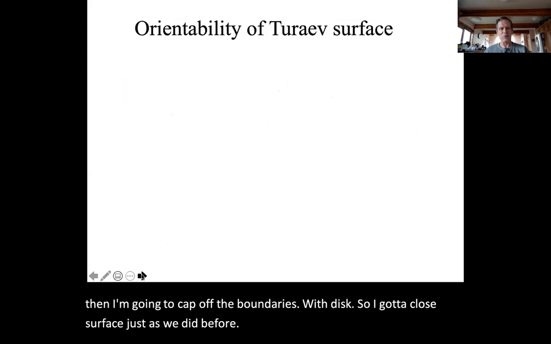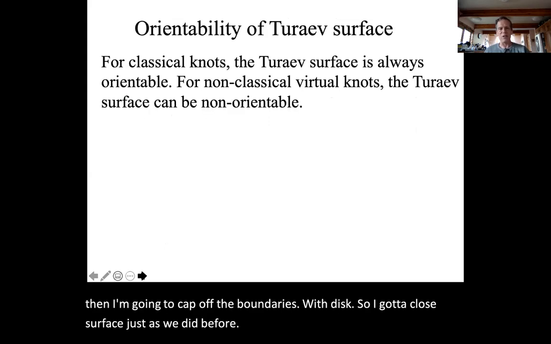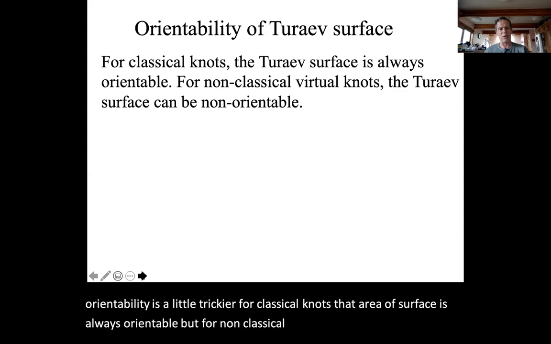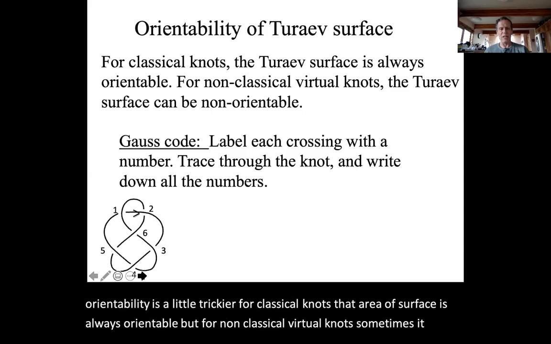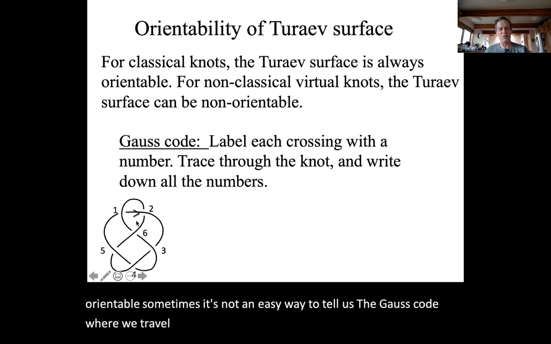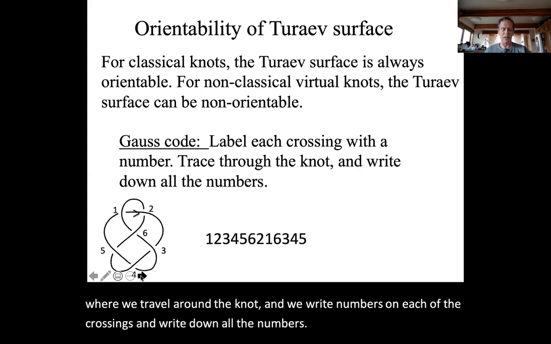Now, with the Turaev surface, orientability is a little trickier. For classical knots, the Turaev surface is always orientable. But for non-classical virtual knots, sometimes it's orientable, sometimes it's not. An easy way to tell is the Gauss code, where we travel around the knot and we write numbers on each of the crossings and write down all the numbers. So we travel around the knot, we get 1, 2, 3, or whatever. I get a pattern of these numbers.